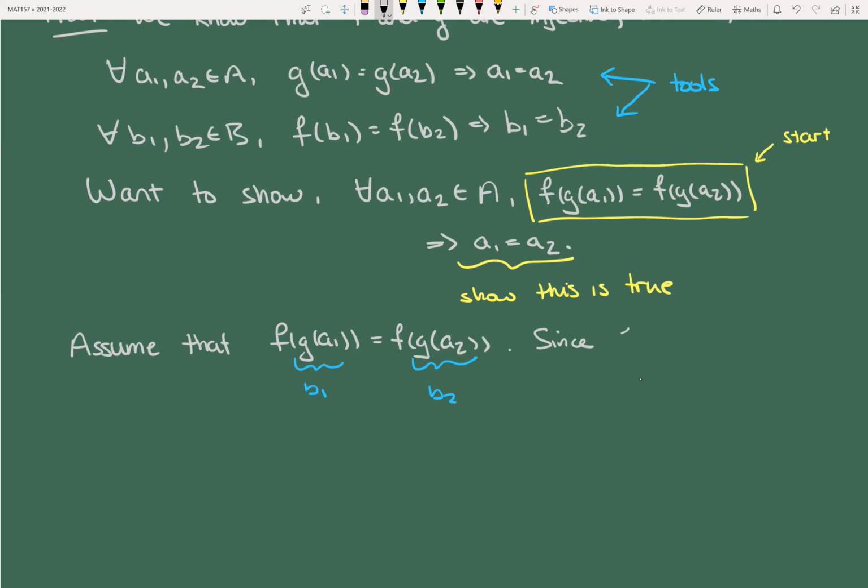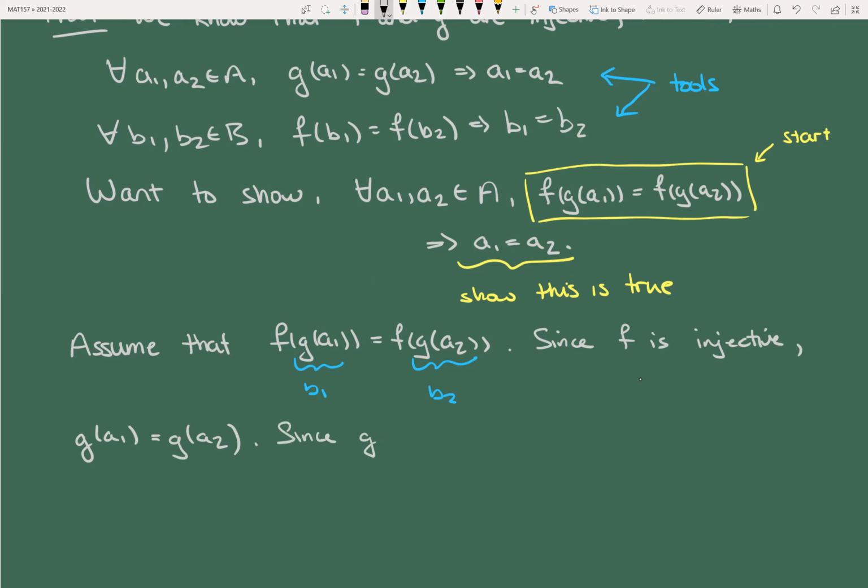So since F is injective, the things inside of the F's must be equal, right? And you can think about injectivity as that. Because F is injective, anytime F of something is equal to F of something else, the things inside the F's are equal. So we get that G of A1 is equal to G of A2. And now you're like, oh yeah, clearly the first tool is the thing that we should use, right? Because G is also injective, so the things inside of it must be equal.